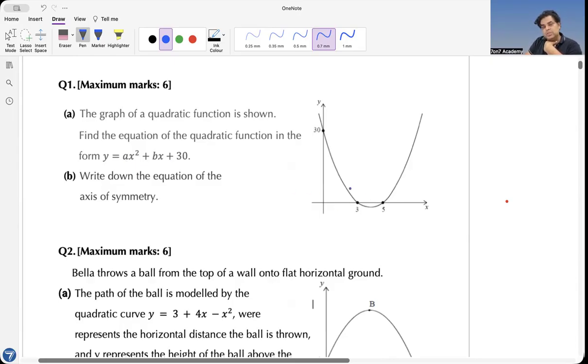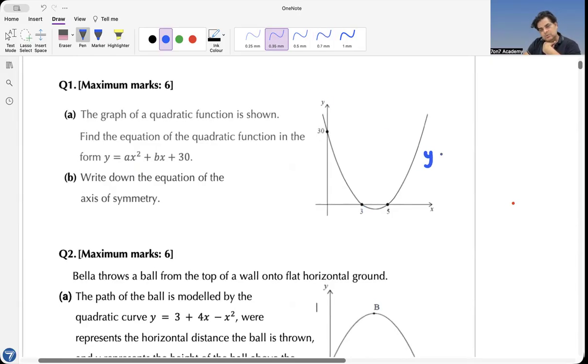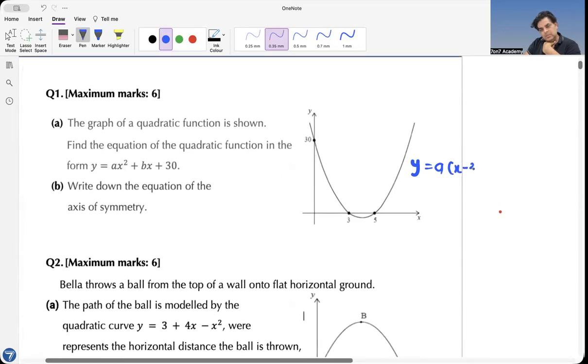Because roots are given, for the general equation you assume y is equal to A(x minus 3)(x minus 5). So y is equal to A(x square minus 8x plus 15). Agree? Now, what do we have to do? We have to find out the value of A.